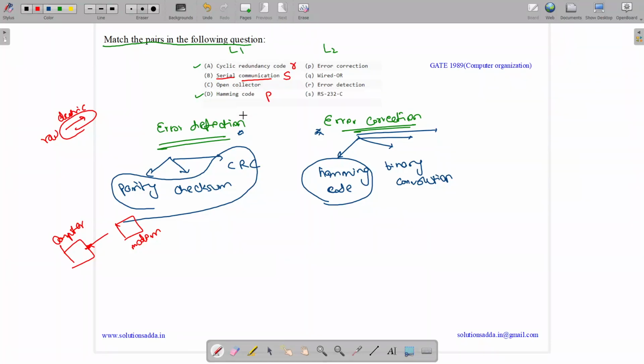Then what is open collector? So open collector is basically a transistor. It utilizes a transistor as a switch that connects or disconnects an integrated circuit. We have an IC chip, its output it connects or disconnects with the ground instead of outputting a specific voltage or current. It's basically related to wired OR. It is not directly related with gate, but since only this option is left, it is mapped to Q. So the answer is RSQP.